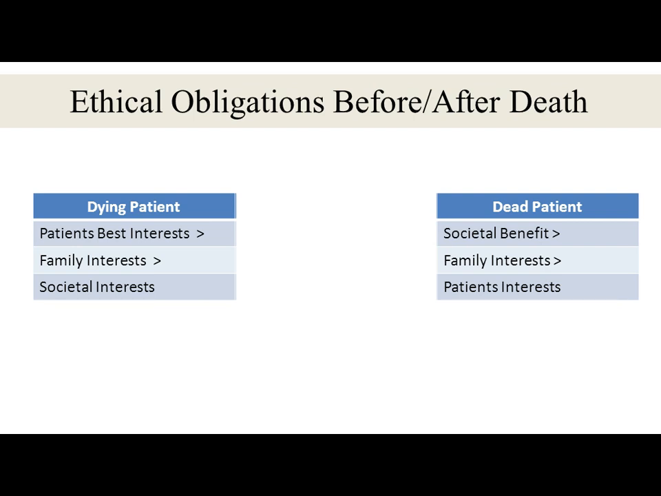So our ethical obligations before and after death: for a dying patient who's still with us, a patient's best interests are supposed to be our preeminent obligation. Only after that come the family interests. Now, I think many of you would say that there are cases where those two things get conflicted. That is true. That happens all the time. But this is the order, I think, that professionally we would agree on.